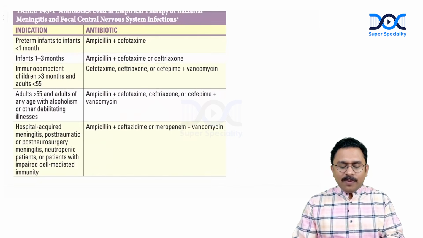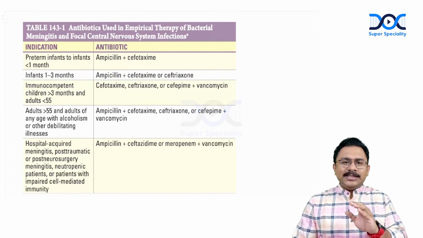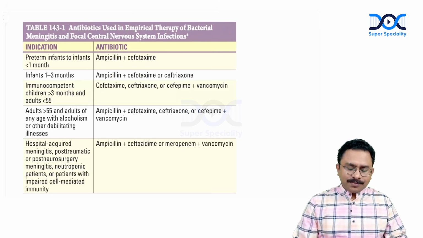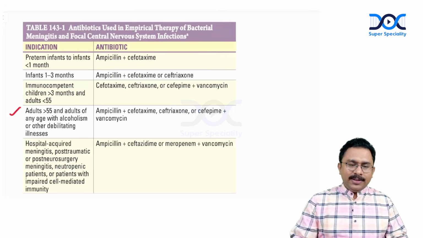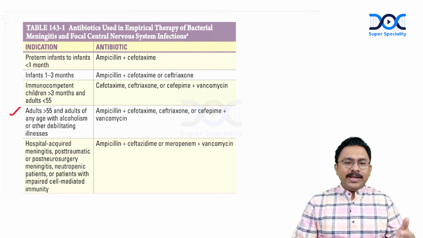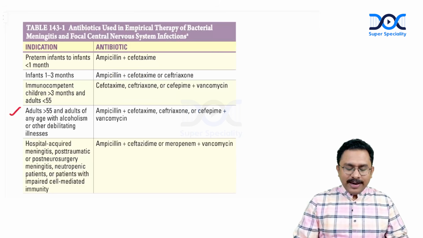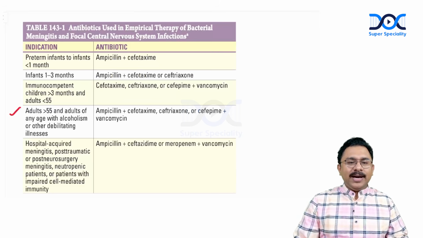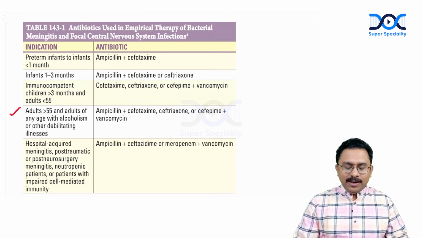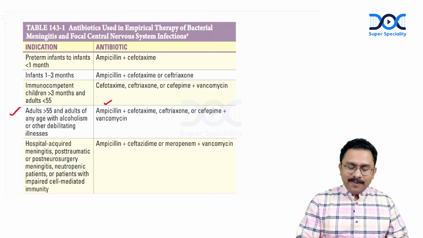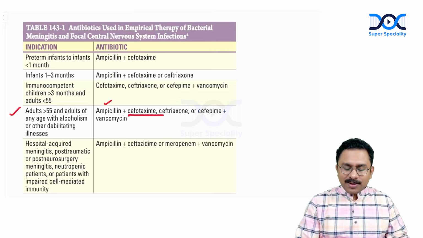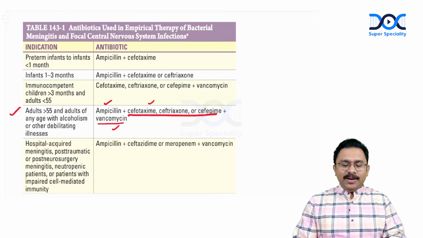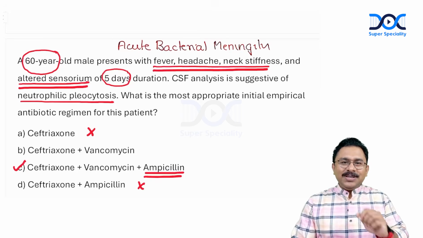And I also want my students to go through this simple table in Harrison, which again shows that any adult with age more than 55 years, and adults of any age with alcoholism or other debilitating illnesses, you give ampicillin plus a third generation or fourth generation cephalosporin with vancomycin. This combination will be the answer for this question. Option C is the answer.